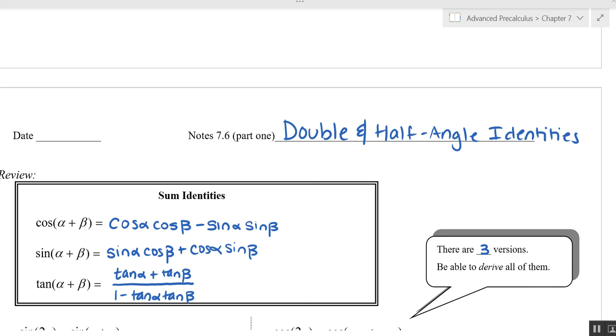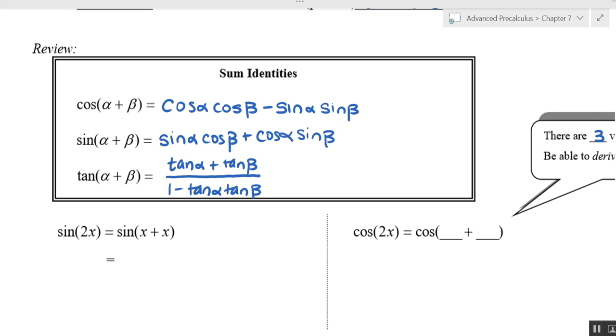All right, today we're going to talk about double and half angle identities. These are two identities that you'll use a ton in calculus next year, particularly the double angle ones. A little bit of review, these are the sum identities that we've covered previously. So we're going to use these sum identities to derive the double angles first.